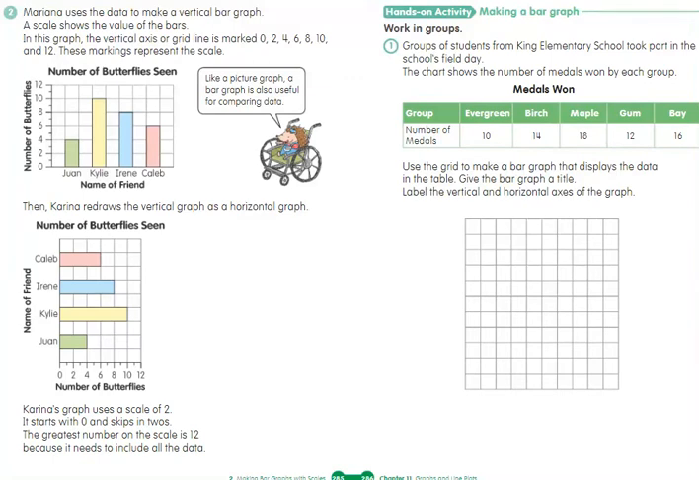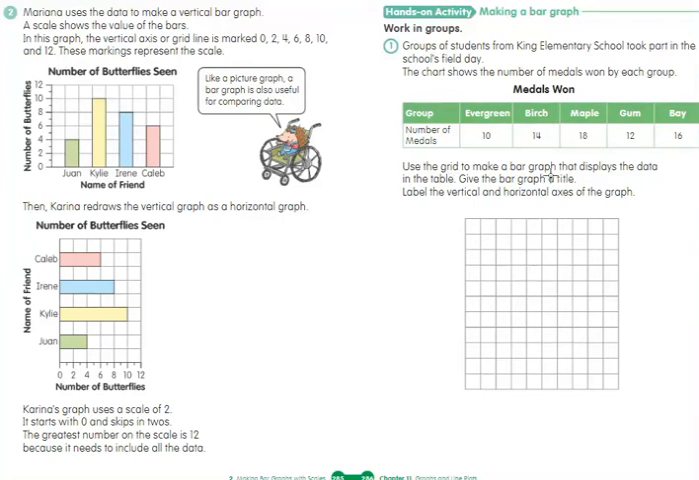So what I'm going to do now is make one in front of you on your computer. Just be patient with me because it's a little hard on here. Normally, if I were to do this on the board, it would be much easier. It says groups of students from King Elementary School took part in the school's field day. The chart shows the number of medals won by each group. So here's the data, and I need to turn it into a bar graph.